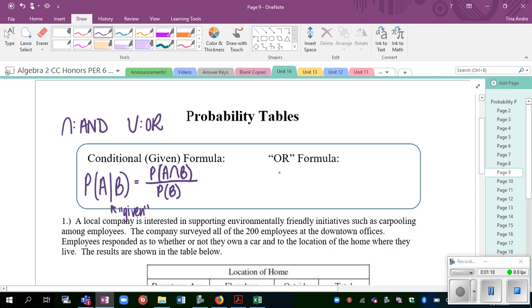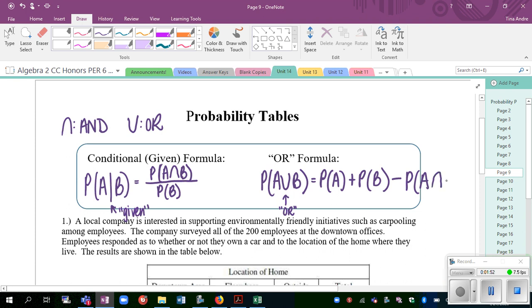So if you see those symbols, that's what they mean. That means when we go into this or formula, the probability of event A or event B, here's the or. Remember, or means addition, so it's the probability of A plus the probability of B, but if there's any duplicates or any overlap, we have to subtract those off. If there's anything in common between A and B, we subtract it. What's in common would be the probability of A and B, and that would be your duplicates. So that's what the formula looks like.